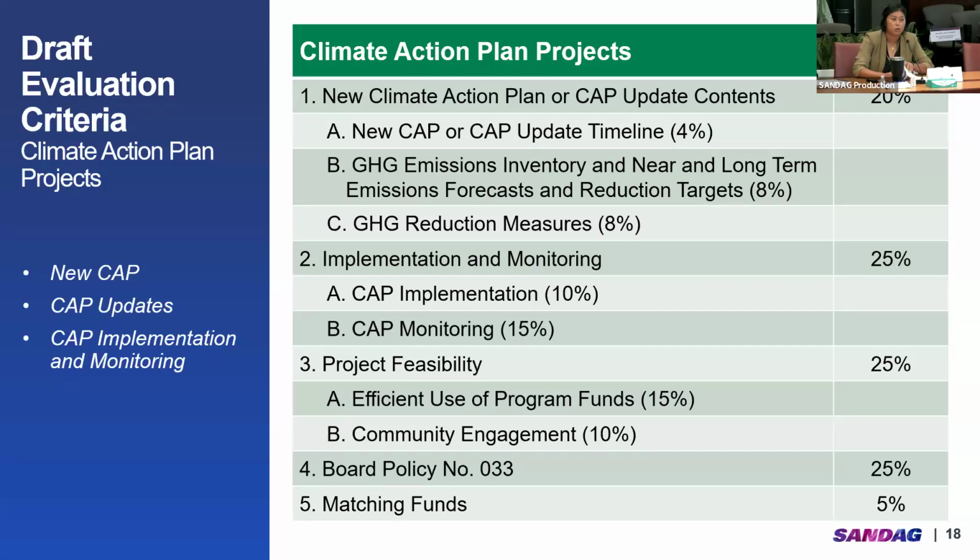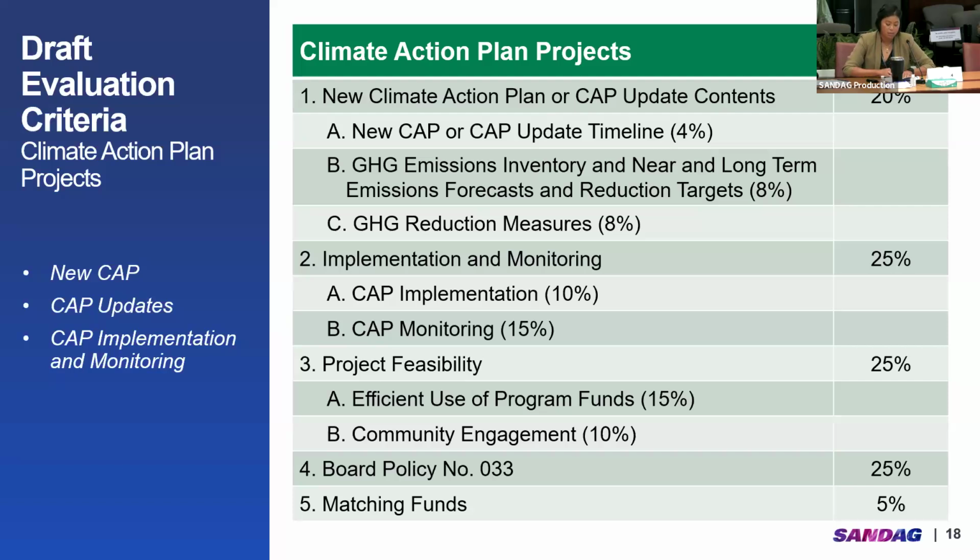Lastly, we have this table showing the evaluation criteria for climate action plan projects. As a reminder, SANDAG requires local jurisdictions to have adopted climate action plans in order to receive smart growth funding. This category of funding is available for three types of projects. They're on the left side in the blue in the bullets.